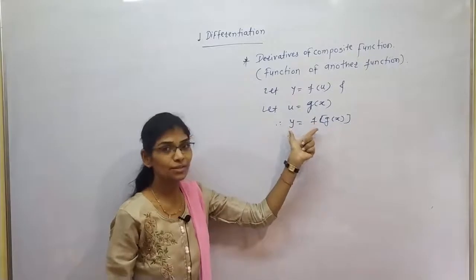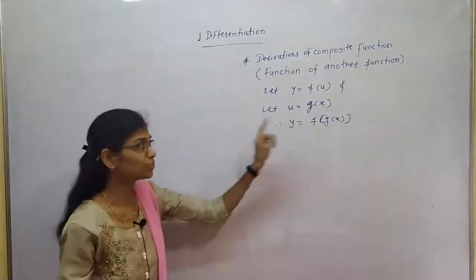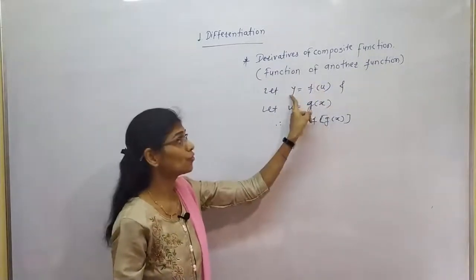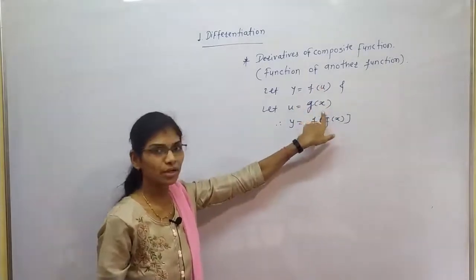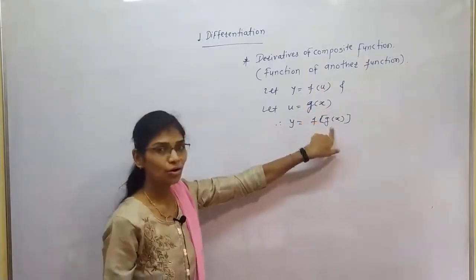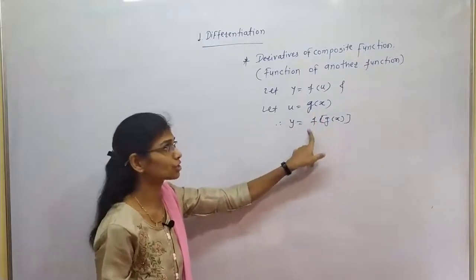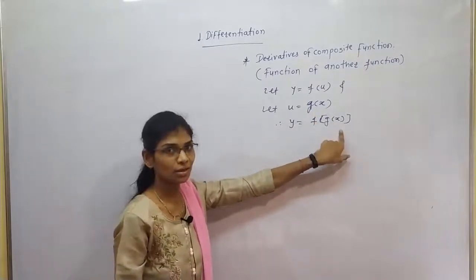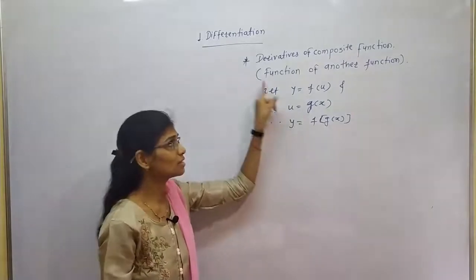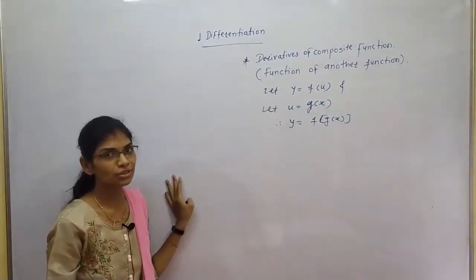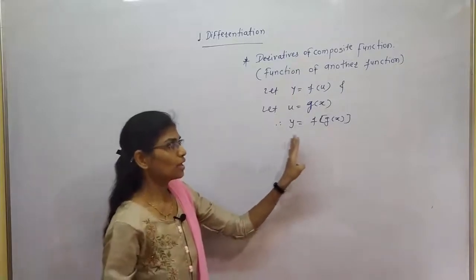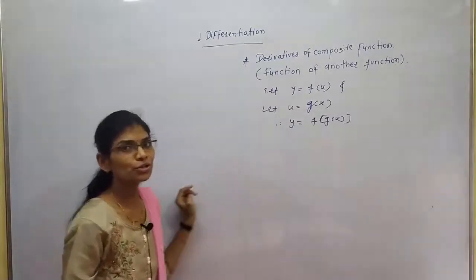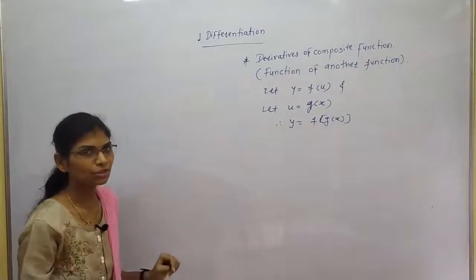That function is known as composite function because there is one function y in variable u, but u is a function in variable x, that is function in function or function of another function. This is known as the composite function. And here we have to learn the formulas for derivatives of these kinds of composite function.